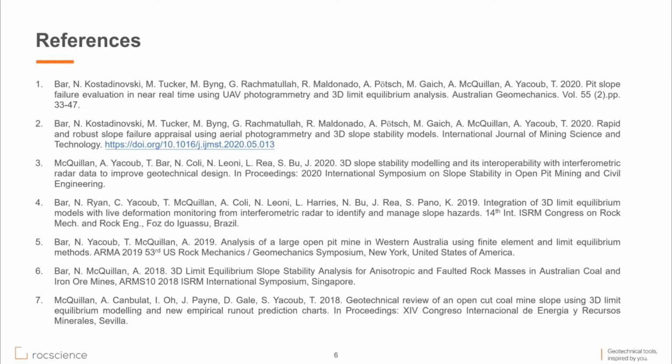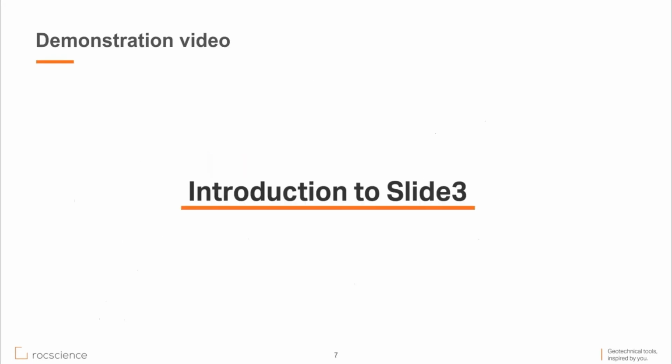The following is a list of recent publications demonstrating the application of Slide 3 to mine slope stability analysis. Each of these papers includes applications of Slide 3 for the conditions highlighted on the previous slide. That is, to repeat, conditions where the pit slope is 3D, conditions where the failure mechanism is 3D, and conditions where the material strength is anisotropic.